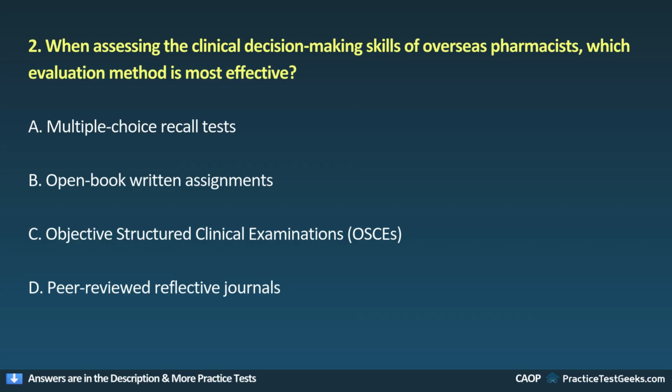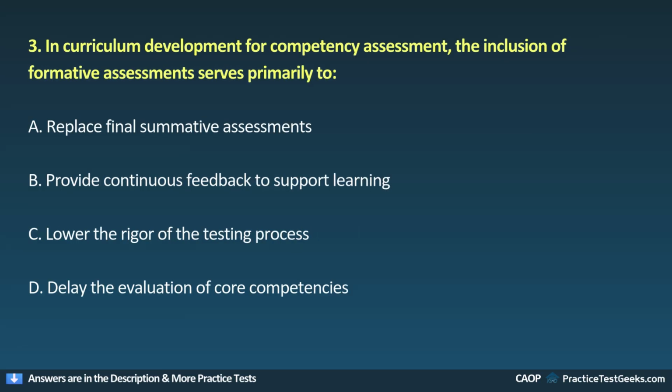2. When assessing the clinical decision-making skills of overseas pharmacists, which evaluation method is most effective? A. Multiple choice recall tests. E. Open book written assignments. C. Objective structured clinical examinations, OSCEs. D. Peer-reviewed reflective journals.